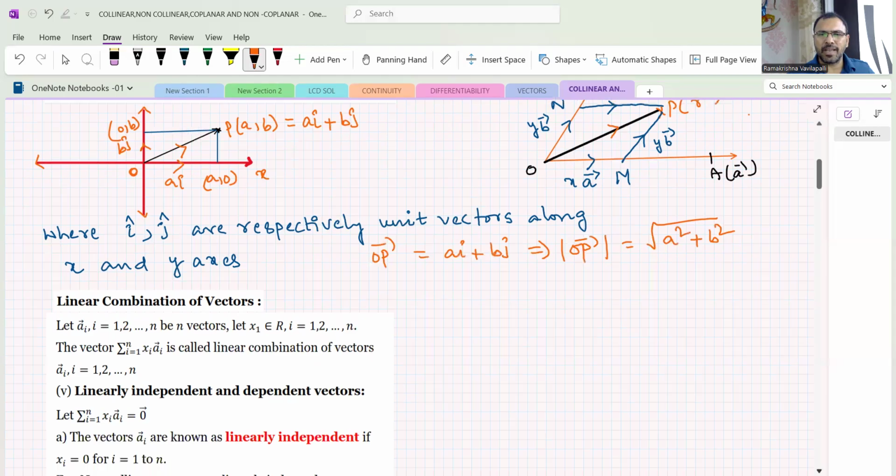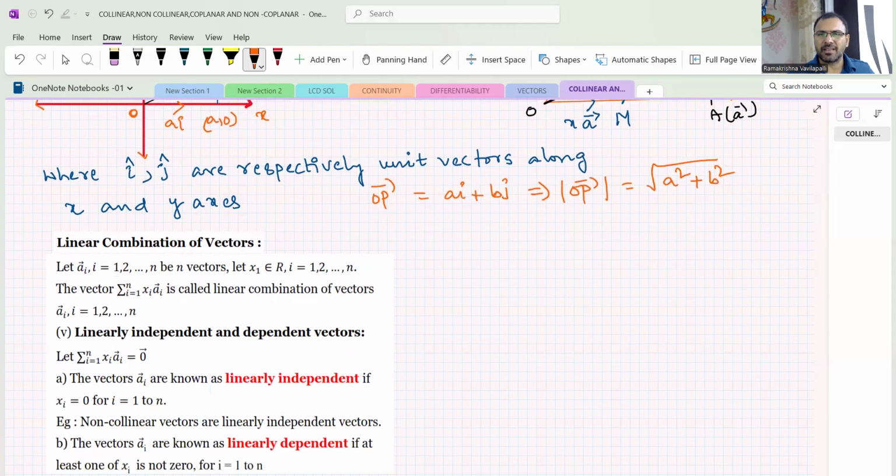Now I'm going to explain what a linear combination of vectors is. A linear combination of vectors is nothing but multiplying some scalars to the vectors and adding them. Suppose you take a bar and b bar: 2a bar plus 3b bar is a linear combination. 2a bar plus 3b bar plus 4c bar is a linear combination. a bar minus b bar plus c bar is a linear combination. You just multiply some scalars to the vectors, that is known as a linear combination of vectors.